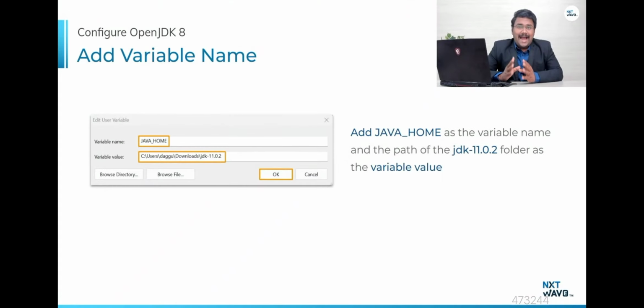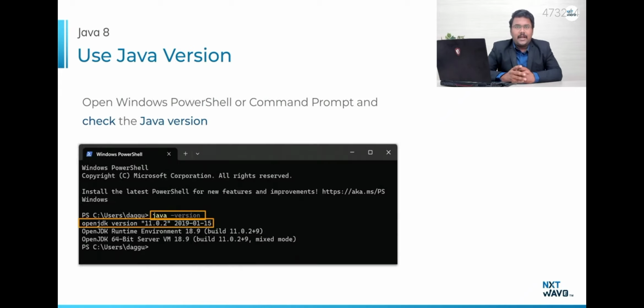So we have basically added Java_home as the variable name in the user variables, and we have given the path of the JDK folder as the variable value. All right, and once done, to see if we have correctly configured JDK or not, we have also given java space --version in the command prompt. And if we are able to see something like OpenJDK space version number, which in our case is 11.0.2, right? So it basically means that our setup is successfully configured.